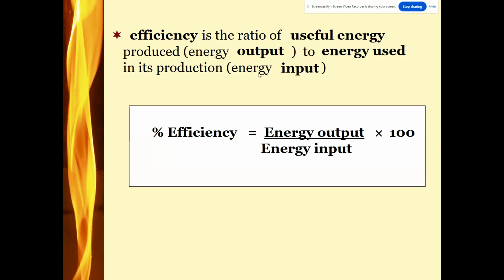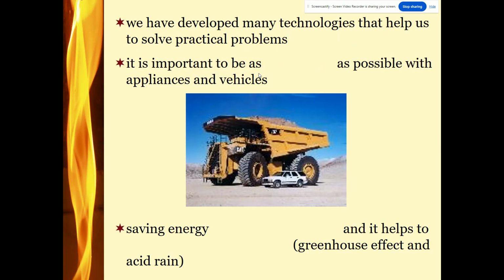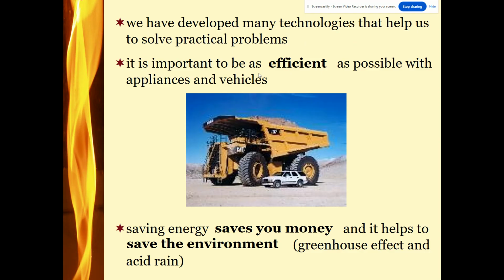Note, you should never get more than 100% efficiency, because then you're creating energy out of something, which can't happen. So it's always usually the smaller energy over the larger energy to get an efficiency of less than 100. So we want our vehicles, our appliances to be as efficient as possible, so that we're saving money putting less of an input in to get the same output.